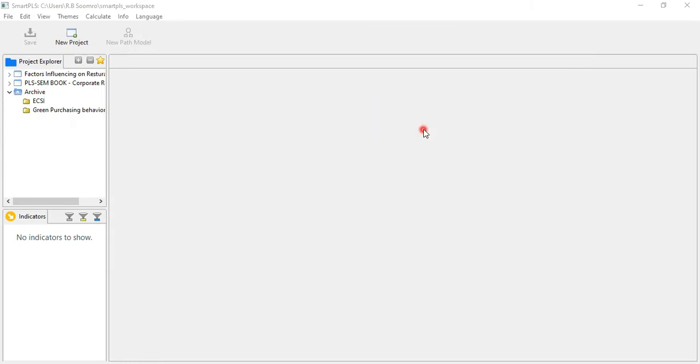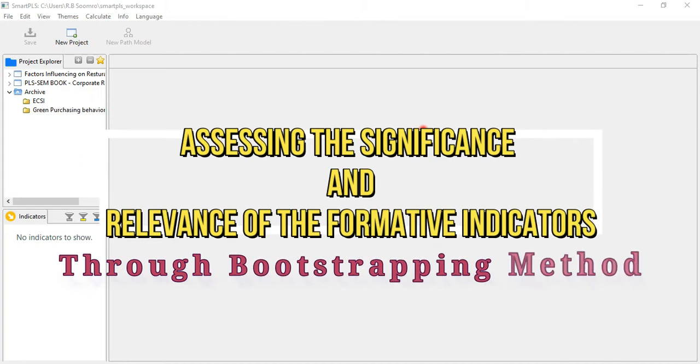Dear friends, we talk about the significance and relevance of the formative indicators. We can get these with the help of the bootstrapping technique, because SmartPLS is a non-parametric technique, so it doesn't give you the results for the formative indicators when you run your model. Additionally, you have to use the bootstrapping technique. So now we are going to start our work on bootstrapping, how to do this in SmartPLS.